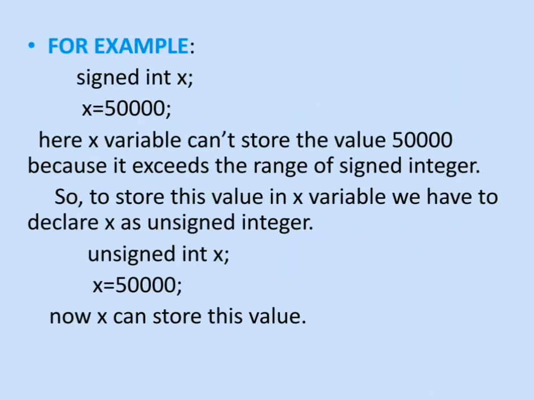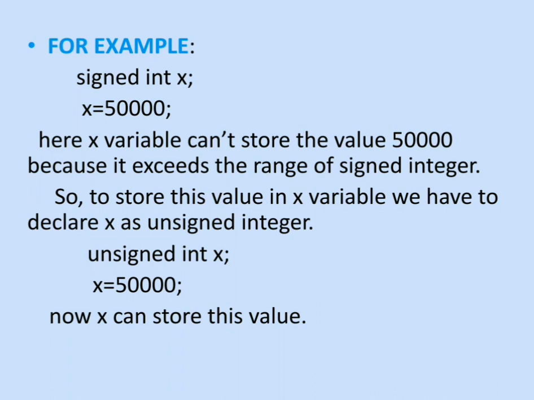For better understanding, let's have a look at an example. So here we have a signed integer x and the value 50,000 is assigned to it. Here the x variable cannot store the value 50,000 because it exceeds the range of signed integer. So to store the value in the x variable, we have to declare x as an unsigned integer. Now we have an unsigned integer x and 50,000 is the value assigned to x. Now x can store the value.